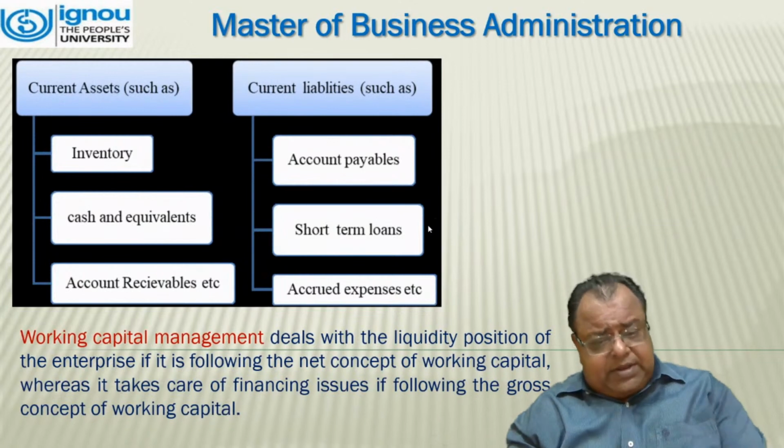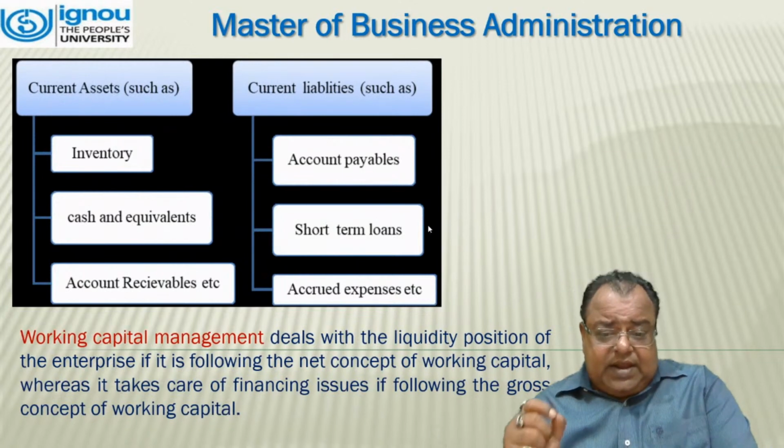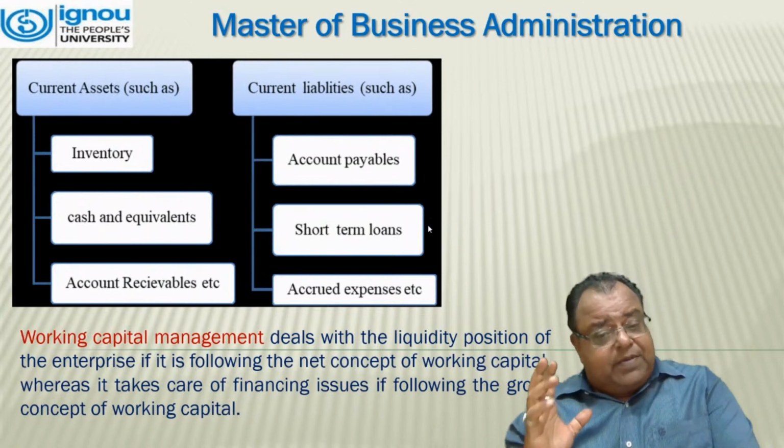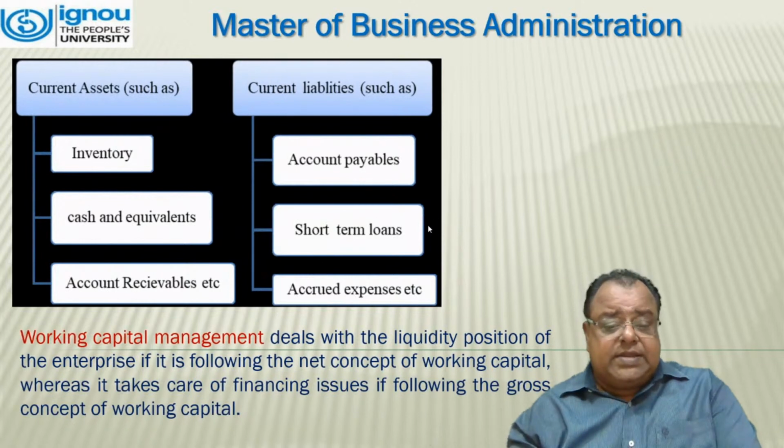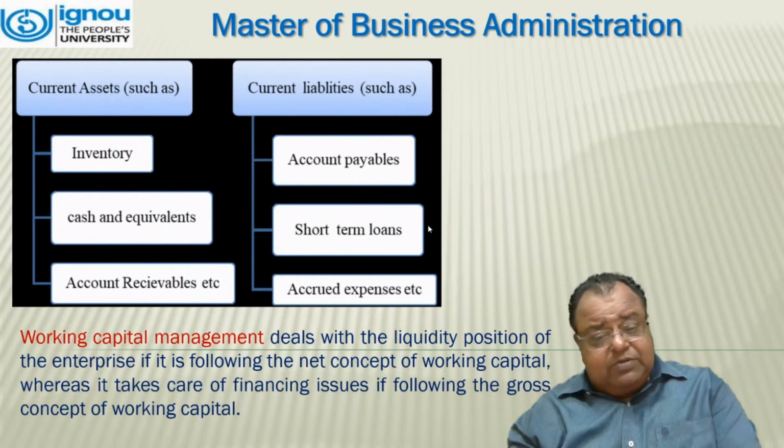Working capital management deals with the liquidity position of the enterprise if it is following the net concept of working capital, whereas it takes care of financing issues if it is following the gross concept of working capital.